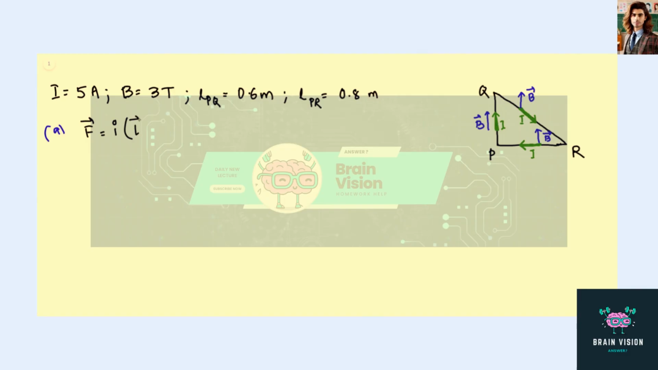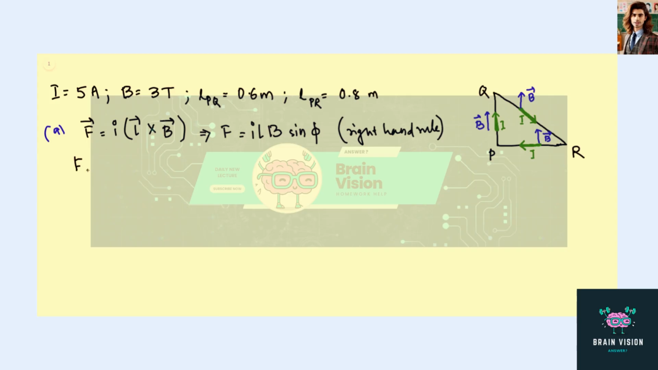For the first part, we are going to use force is equal to I times the cross product of length and magnetic field. This gives the magnitude to be I times L times B sine phi, where phi is the angle between length and the magnetic field, and the direction is given by the right hand rule. We are going to apply this equation to each segment and see what we get.